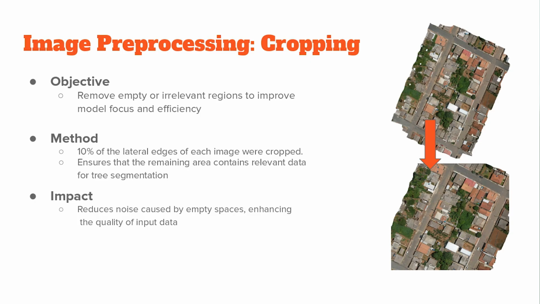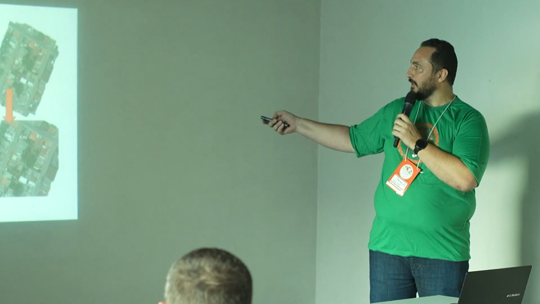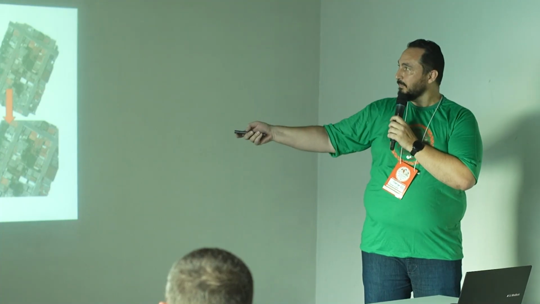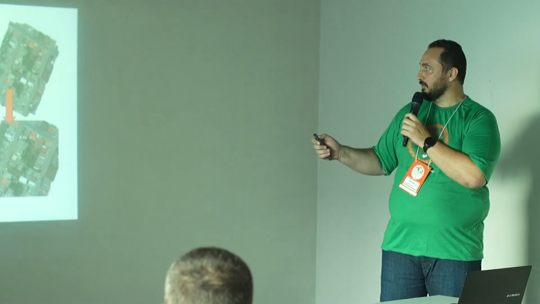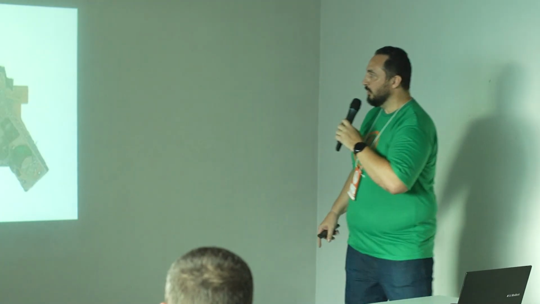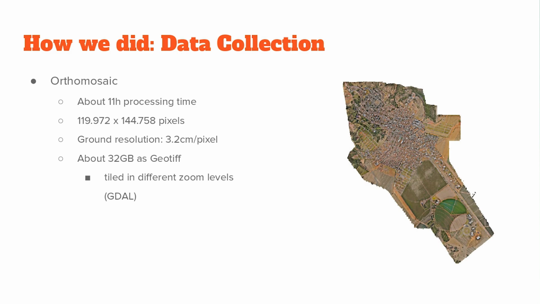Okay, so the process started. First we cropped the image where it does not have a regular edge. You can see in the orthomosaic we have large areas with no information, so those get removed from the process.